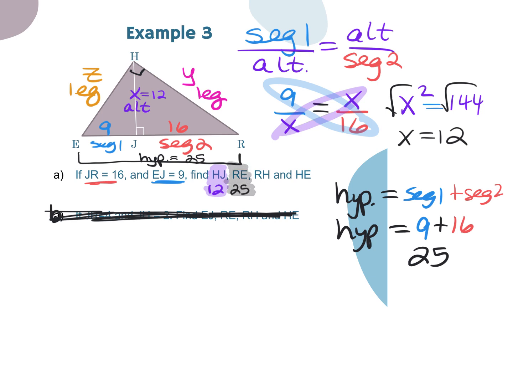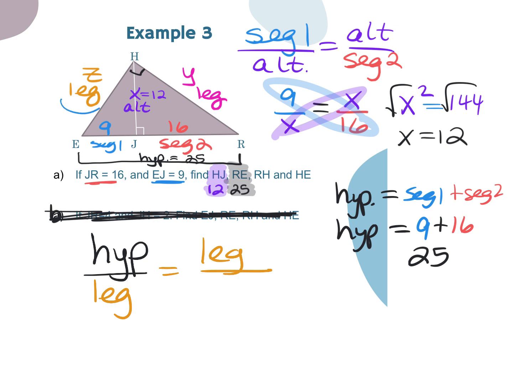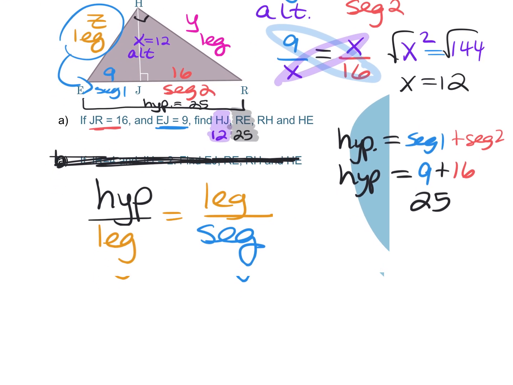The last two pieces of information are going to be the two legs. So in order to find RH and HE, I have to use my geometric mean leg theorem. So remember that one is hypotenuse, and I'm going to set it up. So I'm going to do two proportions for this one. So I'm going to first set it up using the gold leg, and then gold leg over its SOHAL. And remember, its SOHAL is segment 1. So I'm going to fill it in.